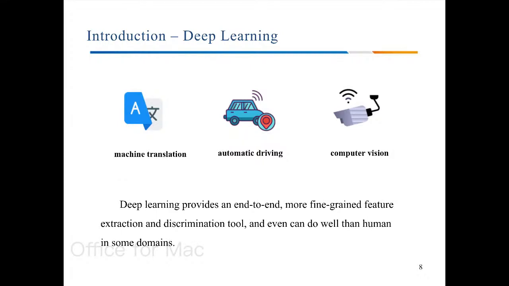With the growth of computing ability and the application of big data technology in recent years, deep learning has gradually made great progress in many fields of artificial intelligence, especially machine translation, automatic driving, computer vision, and so on. Its excellent performance makes deep learning reach an advanced level in these tasks, and even surpass the human level in some tasks. This reflects its strong learning ability. In a word, deep learning essentially provides an end-to-end, more fine-grained feature extraction and discrimination tool.